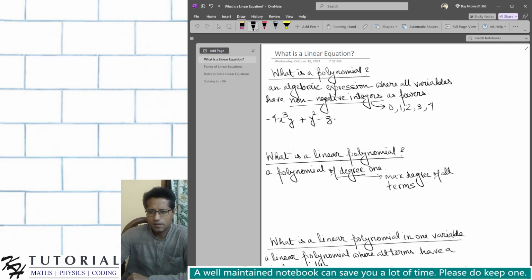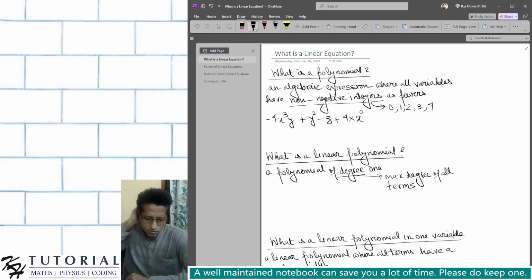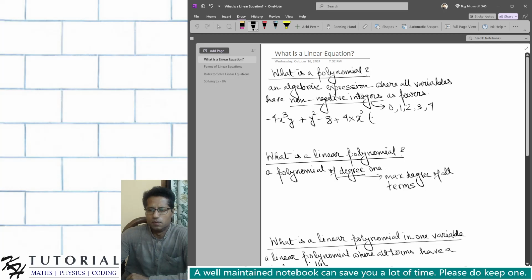Now, if I add a constant, let's say plus 4, then I can say that 4 can be written as 4 multiplied by 1, and 1 is nothing but, I can say, x to the power 0 or any other variable to the power 0. So that is the reason we say that the power 0 is also included. Now, this is a valid polynomial.